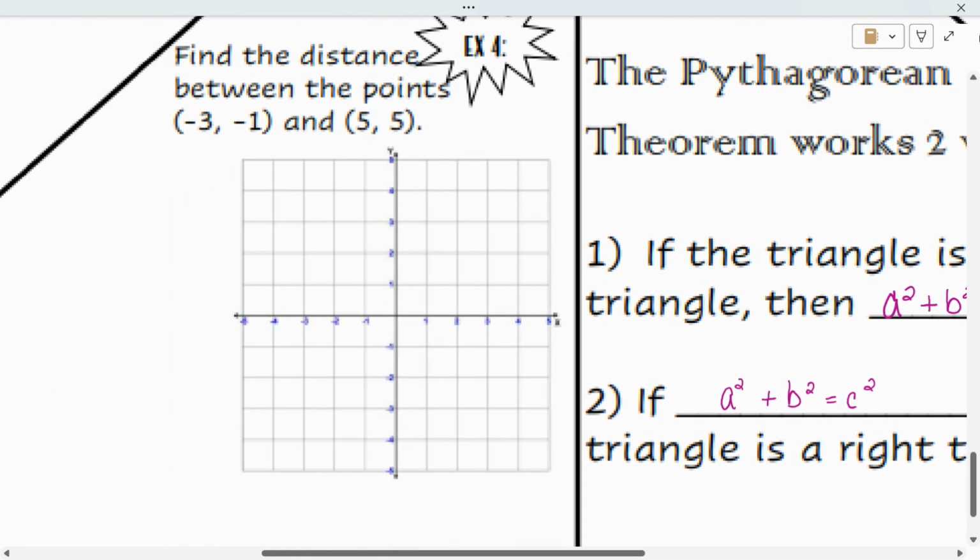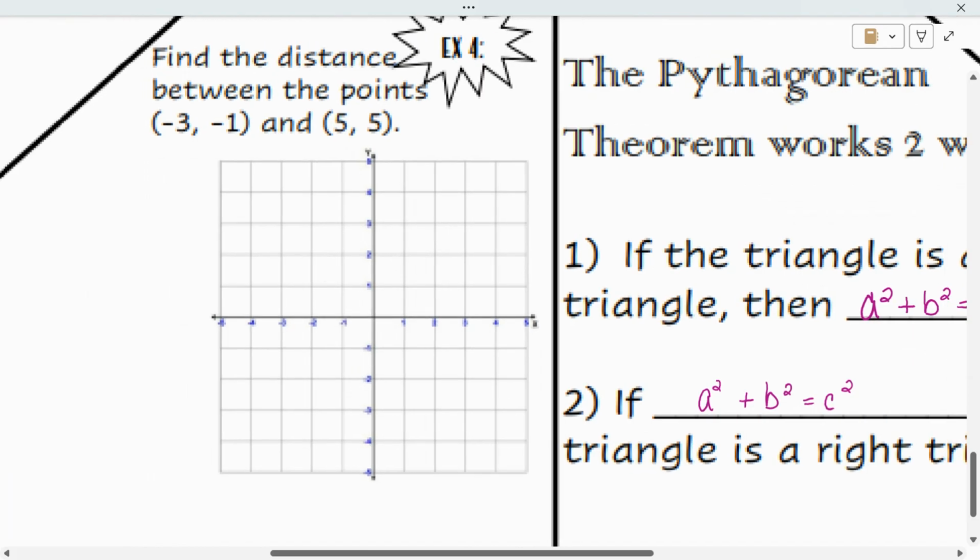All right. Example number 4. It's given us two ordered pairs and asking us to find the distance. And that's the first time we've ever done anything like that. So let's see. Our first ordered pair is the ordered pair -3, -1. And our second ordered pair is the ordered pair 5, 5. And it's asking us to find the distance between those 2 points, meaning the length of this segment.